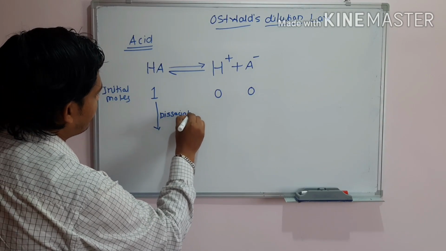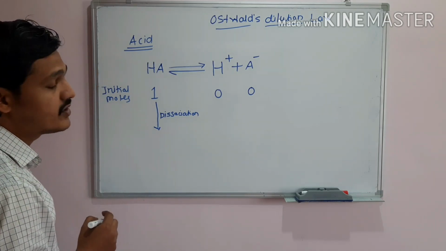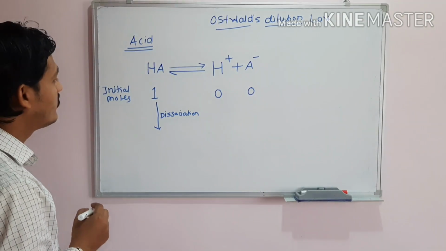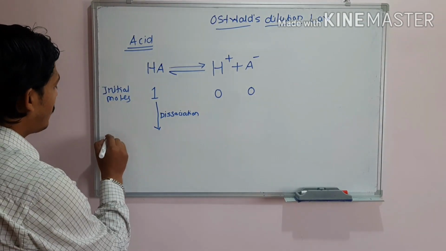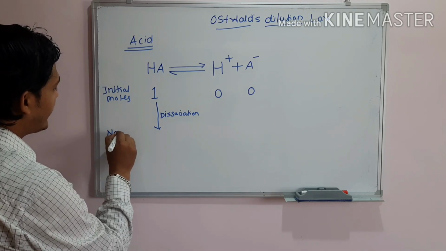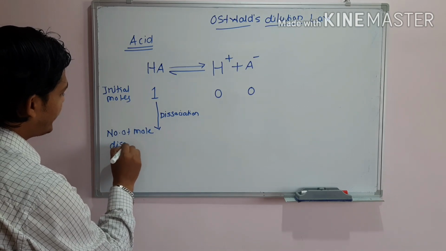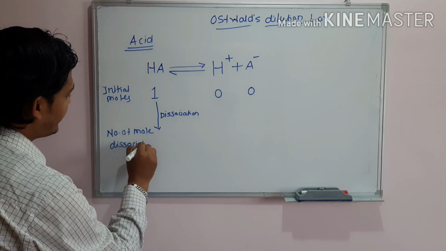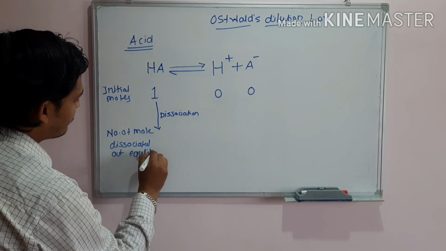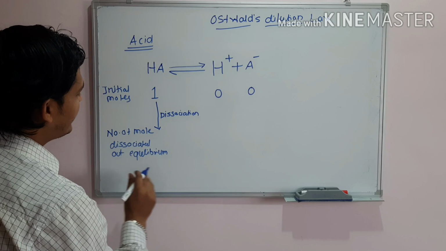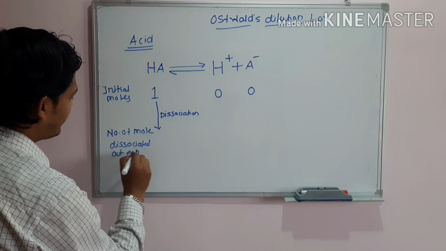Dissociation starts. Out of 1 mole, how many moles will be dissociated? How many moles are dissociated at equilibrium? So I am writing here the number of moles dissociated at equilibrium, in short form, equilibrium.